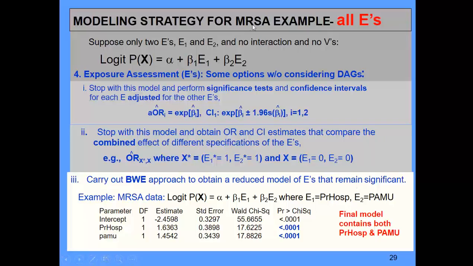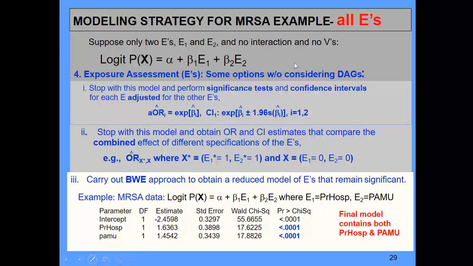Well, it turns out for this data, when you fit the model that has these two in there, this is what the output looks like. It's got the intercept, the previous hospitalization, the PAMU variable, and I'm only showing you the Wald chi-square values. I'm not showing you the likelihood ratio test value, which could be different, but they're not. You notice that these two variables are highly significant on their own. So the test for adding previous hospitalization to a model that already has PAMU is highly significant. Adding PAMU to a model that already has previous hospitalization is highly significant.